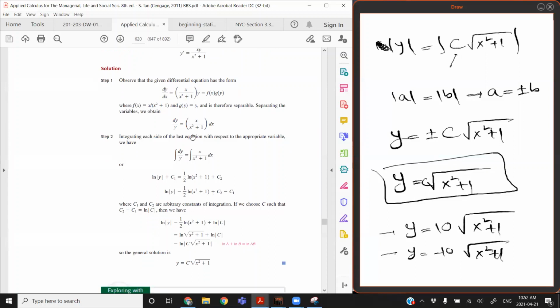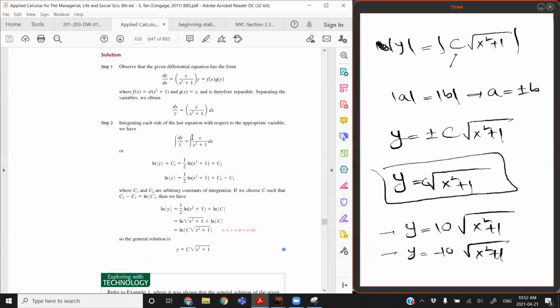Yes, sir. Can you repeat why there's 10 and then minus 10? Because c is an arbitrary number. I can put any number for c. I was just giving examples of particular solutions. The general solution is what we are trying to figure out. So you would stop here. That's the general solution.